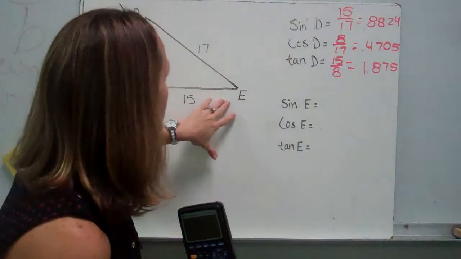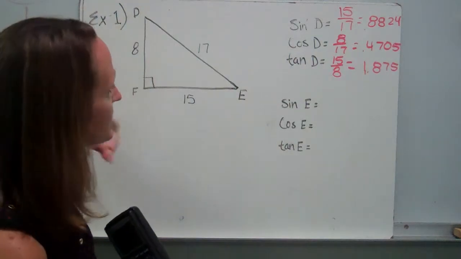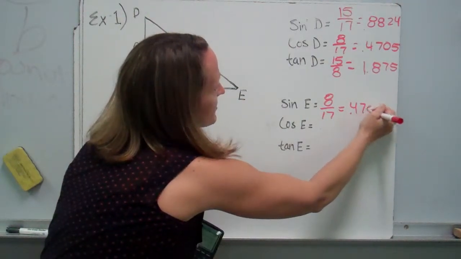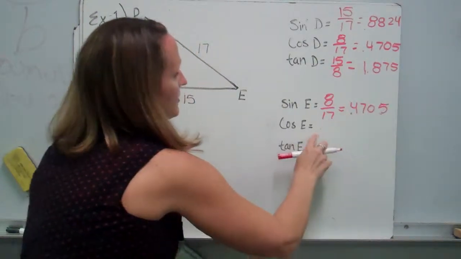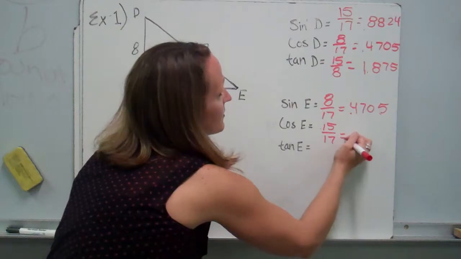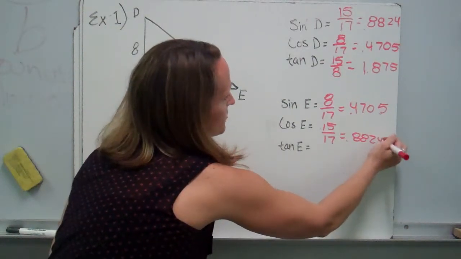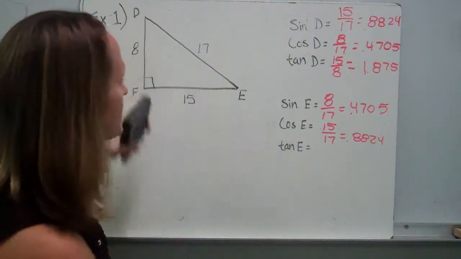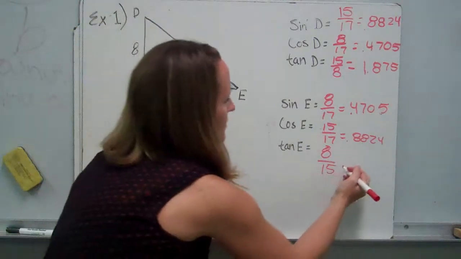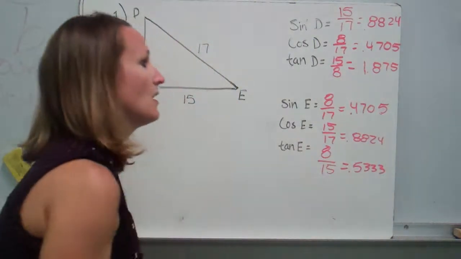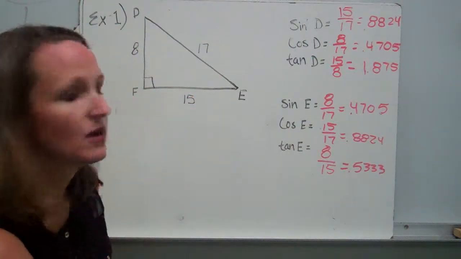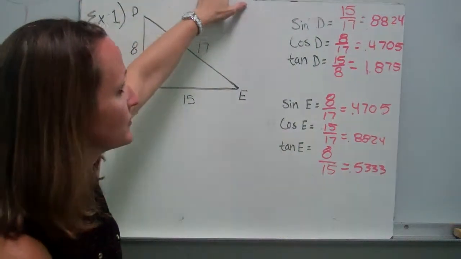Okay, so then if we went for the sine, cosine, and tangent of E, everything should be the opposite. We should have 8 over 17, which is still going to be 0.4705. Cosine of E should be 15 over 17, which should still be 0.8824, and then the tangent of E should be 8 over 15. Now this one I haven't calculated yet, so I will put it in: 0.5333. So notice that they are inverses of each other when you solve them in the calculator. Or actually, just the ratios are.